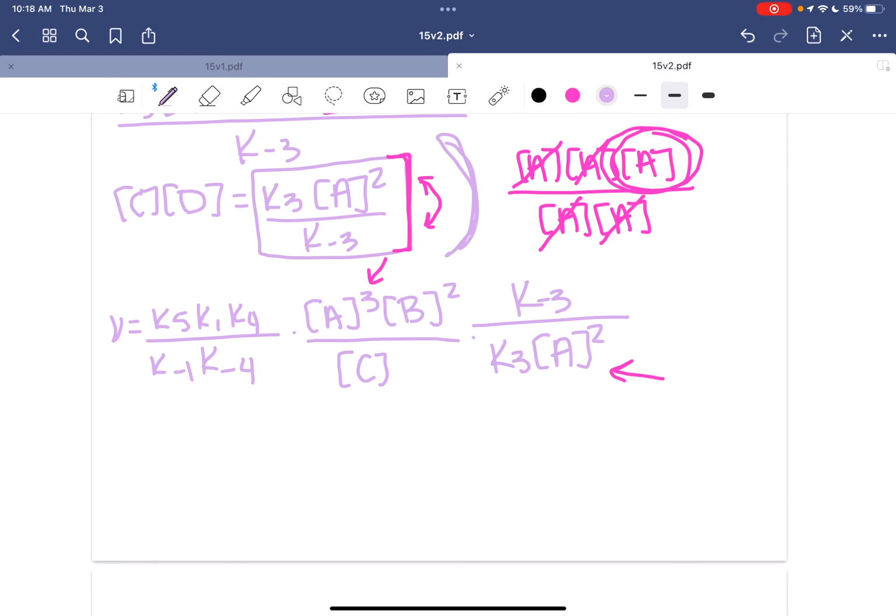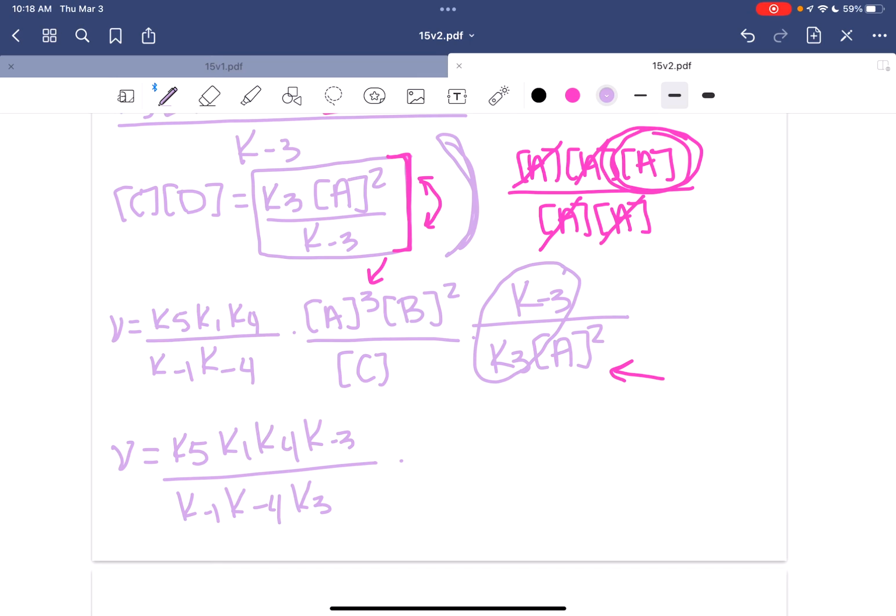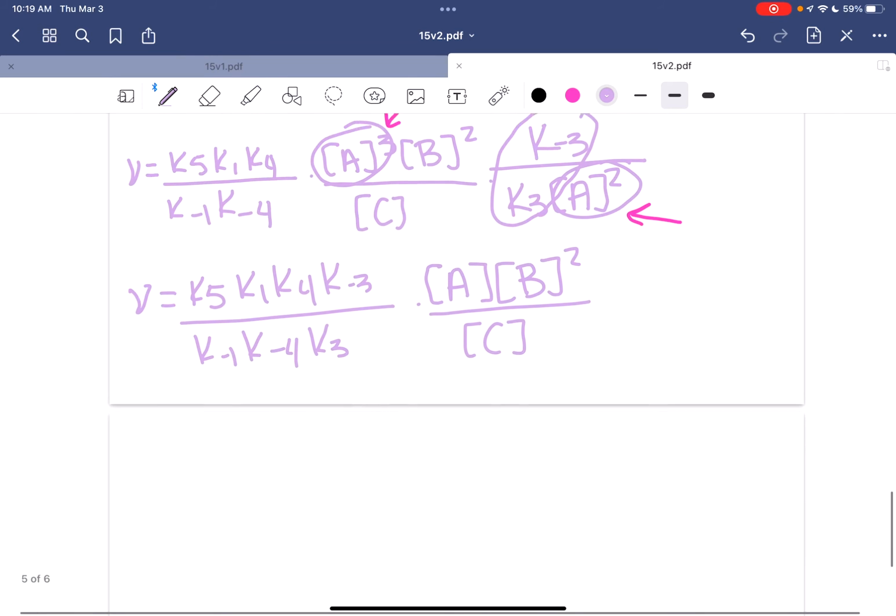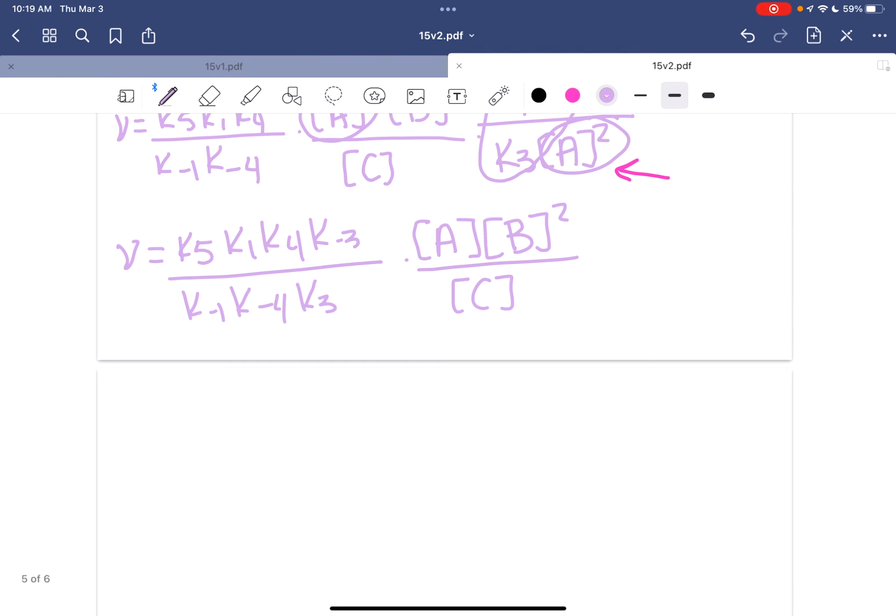So if we're simplifying our rate law, I'm going to just pull these K constants over to be multiplied by all of the other K's, just to keep everything a little bit organized. So that's K minus 3 here, divided by K minus 1, K minus 4, and then K3. And that's equal to, so some of our A's are going to cancel out, so we're just left with a single A times B squared divided by C. So now we're getting even closer to canceling out the rest of our products.